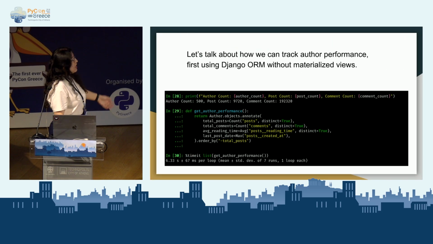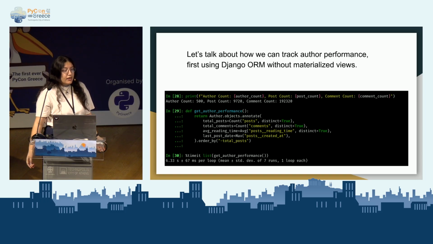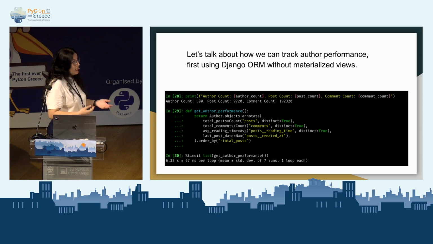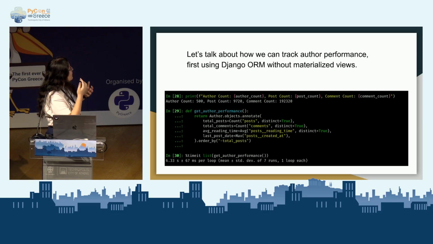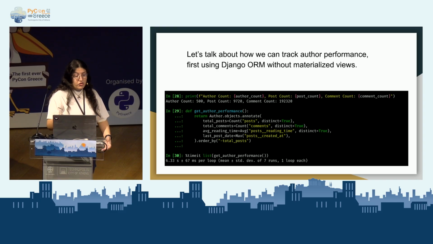So, for example, we want to get performance metrics for each author, like how many posts they wrote and how many comments they got. Normally, we can use annotation in Django to calculate it for each author, and it works and it is readable. But with 500 authors, this query takes 6.33 seconds.